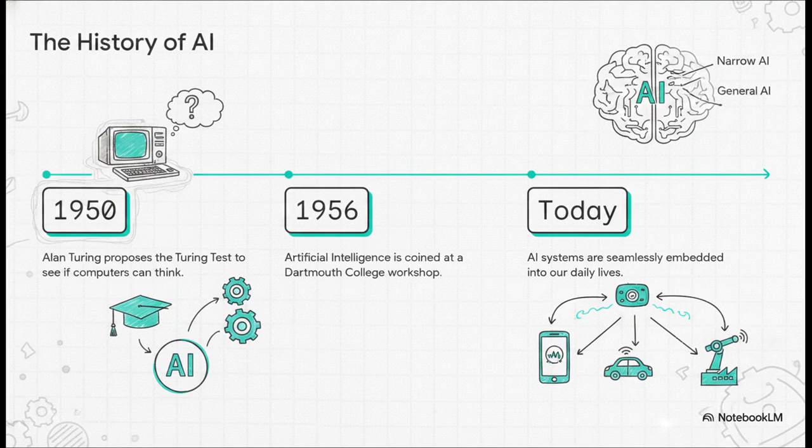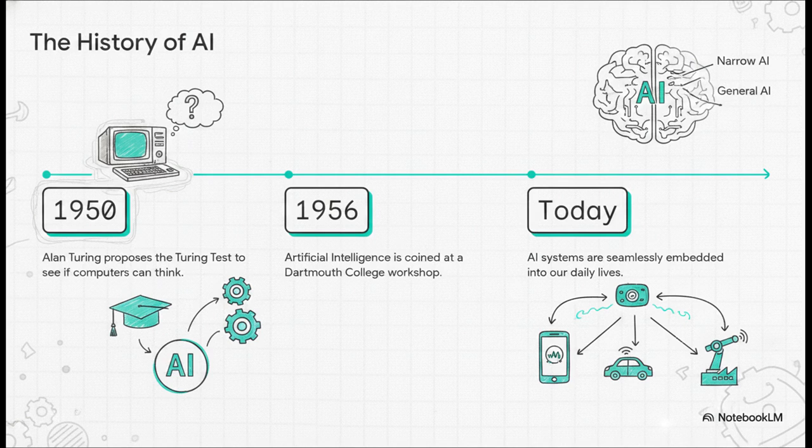Now, it might feel like artificial intelligence literally just arrived yesterday, but the concept actually predates the internet by decades. As far back as 1950, Alan Turing was already out there speculating about machines that could think. He proposed his famous Turing test just to see if a computer could successfully mimic human conversation. The official term, though, was born at a Dartmouth College workshop back in 1956, coined by a scientist named John McCarthy. And today, well, that foundational research has totally exploded, embedding AI into basically every part of our daily lives.